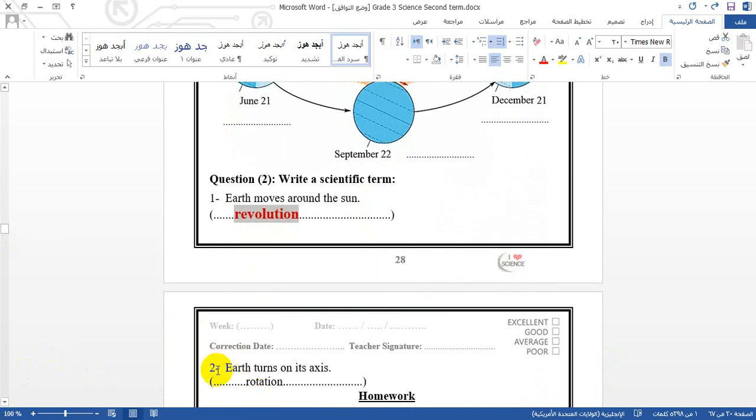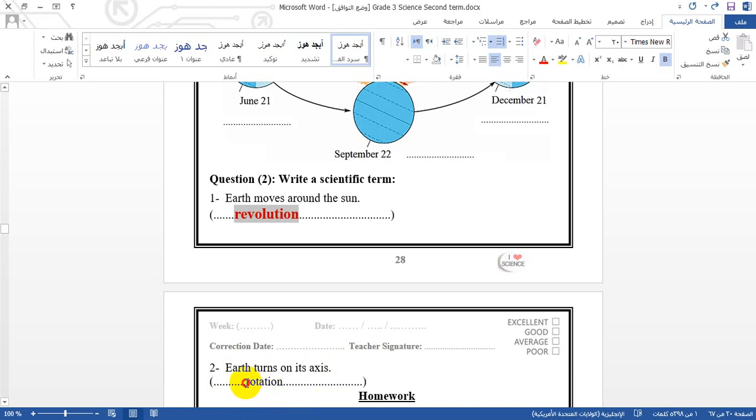Number 2, Earth turns on its axis. When we say that Earth turns on its axis, it means it turns on itself, around itself. This is what we mean: Earth turns around itself, which means Earth turns on its axis.